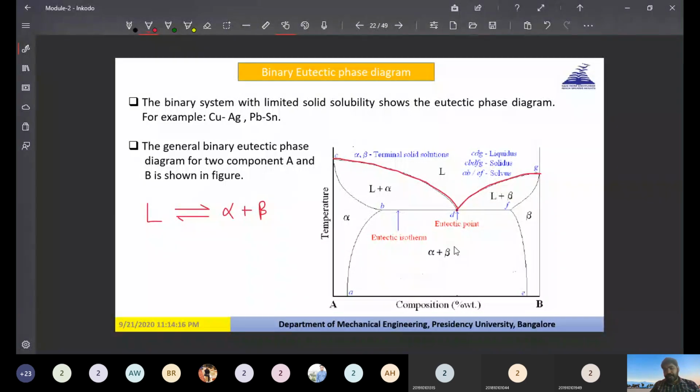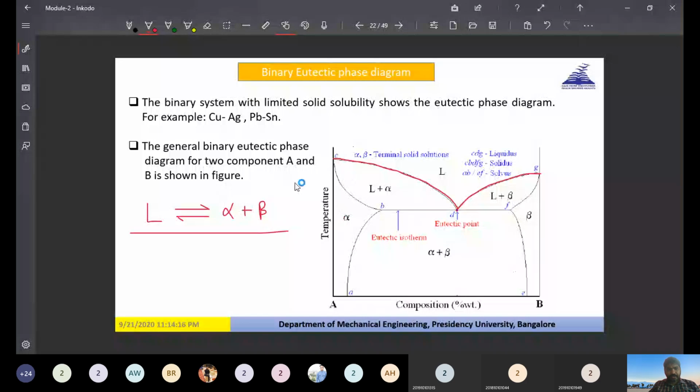So wherever, in any phase diagram, whenever you see one liquid converting into two solid phases, you can call it a eutectic point. This is the definition of the eutectic point, where one liquid phase is changing into two solid phases. Here alpha is a solid phase and beta is a solid phase. So where the liquid phase is changing into two solid phases is known as the eutectic point.